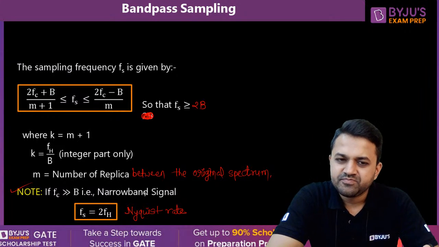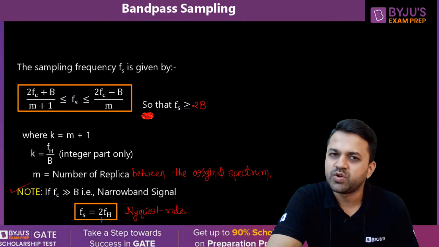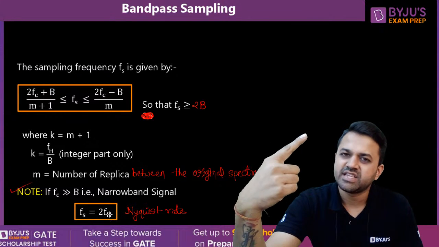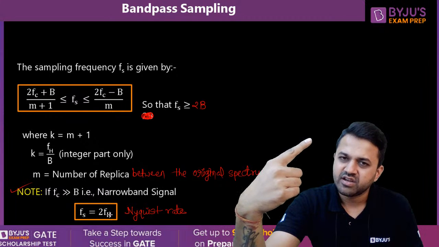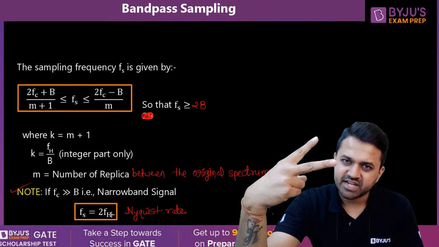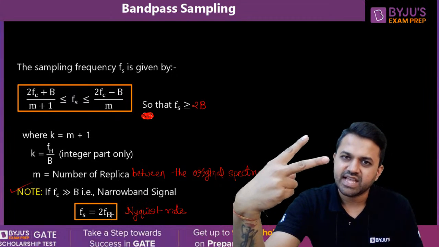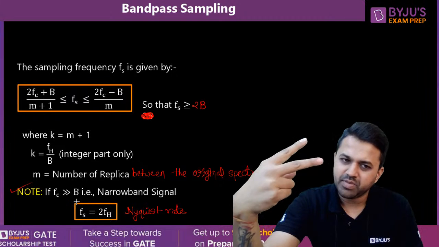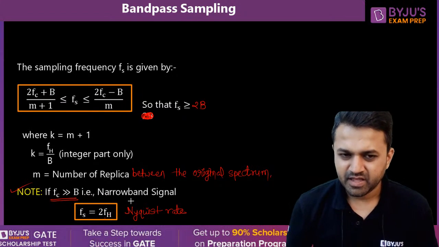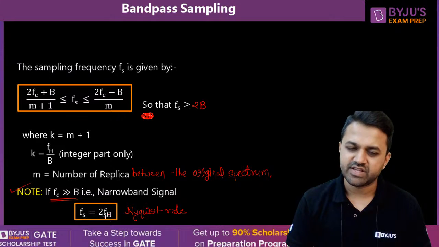Okay, and if they give you fc very much greater than b, then also you can use fs equal to 2fh. So the conditions for using the sampling frequency equal to 2fh are: first, whether it is mentioned in the question to calculate the Nyquist rate for the bandpass signal, and second, if they give you the value of center frequency and bandwidth in such a way that fc is very much greater than b. If this condition is satisfied, then also you can use fs equal to 2fh. So there are two cases when we use fs equal to 2fh.